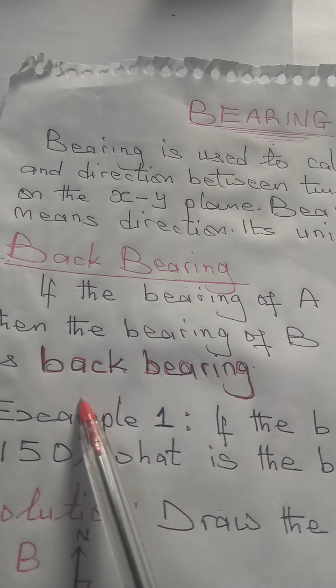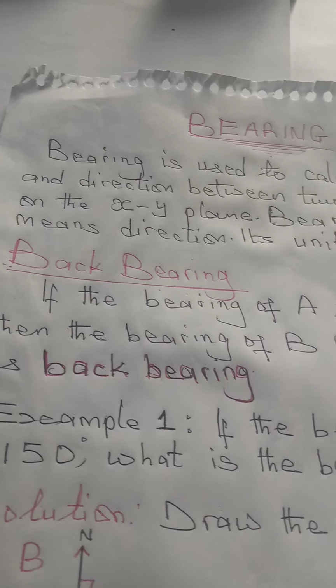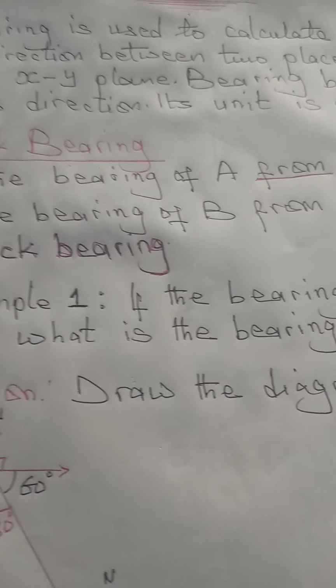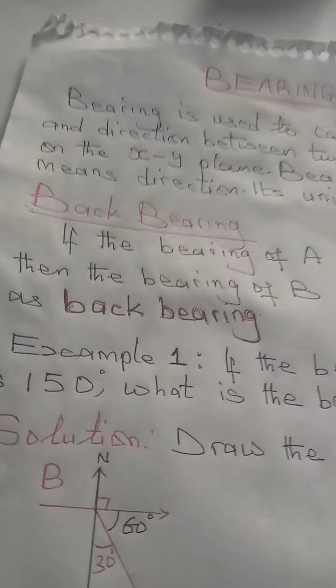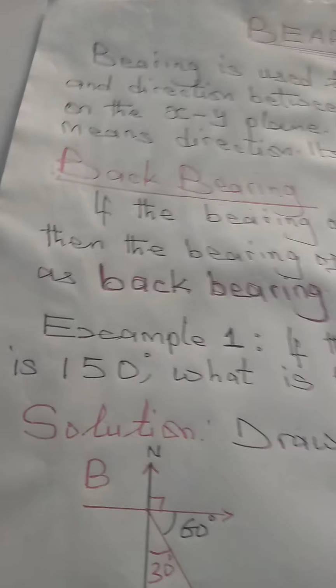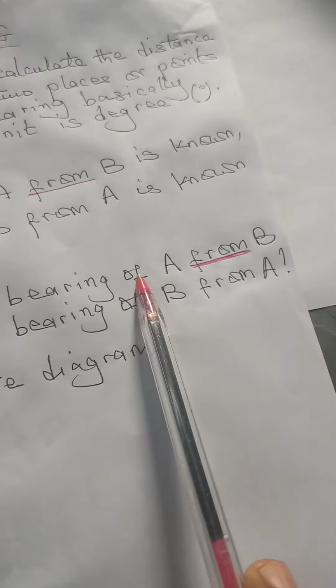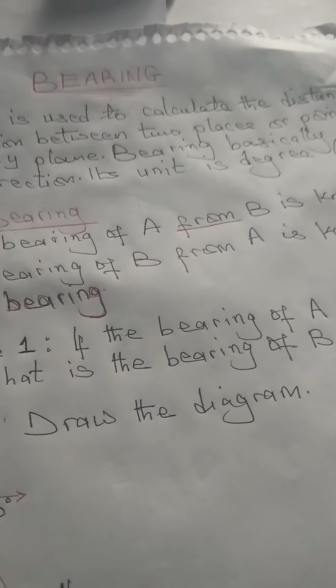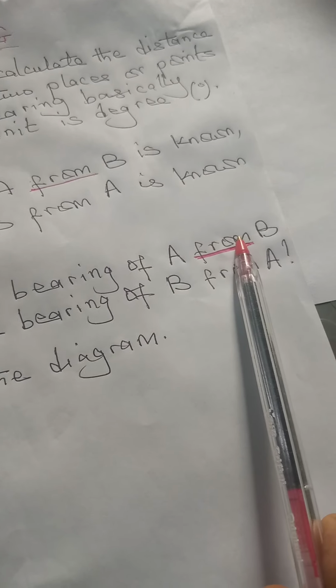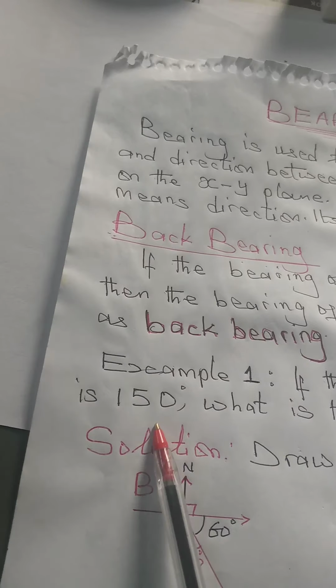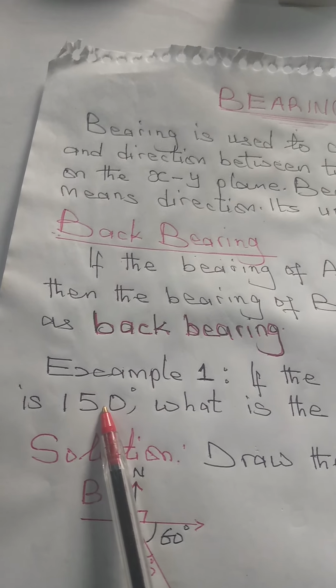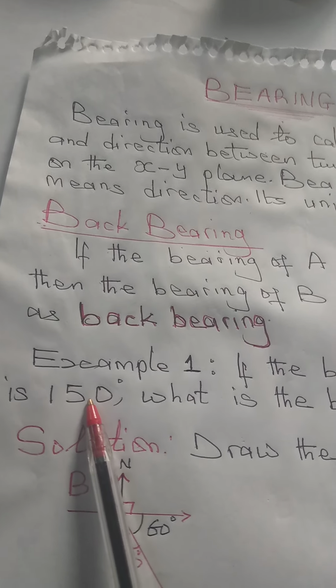Now, if the bearing of A from B is known, then the bearing of B from A is known as the back bearing. Now, at this point, we can look at an example. I have an example here to illustrate back bearing. Can you see there, example 1? If the bearing of A from B is 150 degrees.